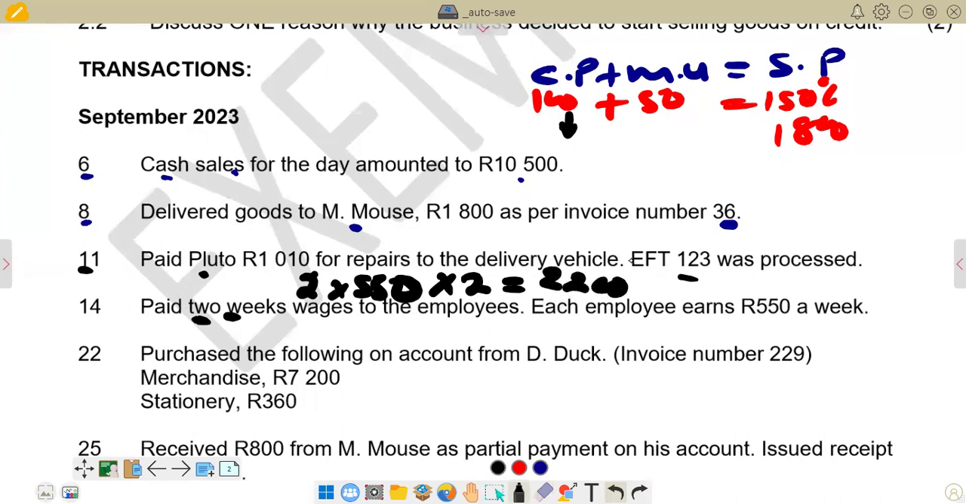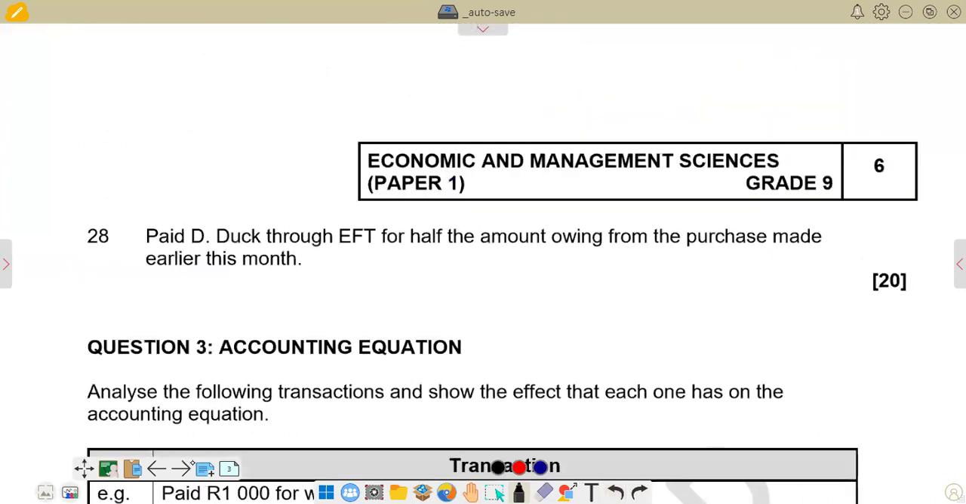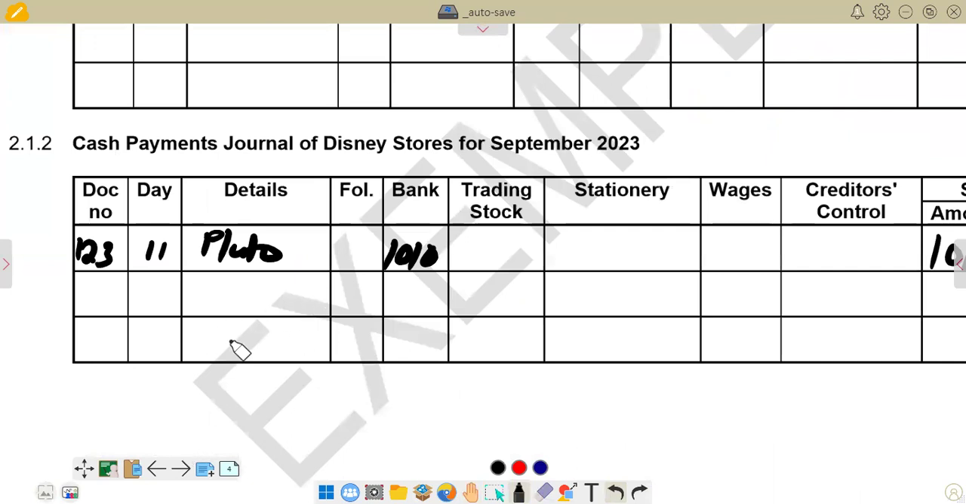So the amount we got is 2,200, and remember these are wages. So we put a column for wages in the cash payment total. So we need to put our 2,200 in the column for wages. So we go there and enter it as such. These are cash payment total.